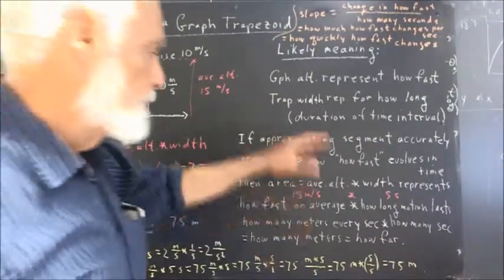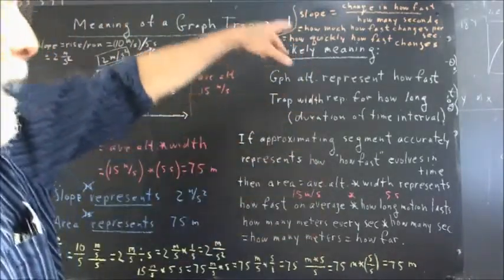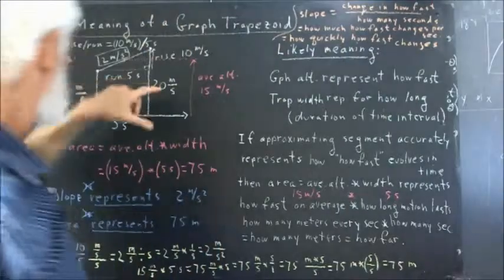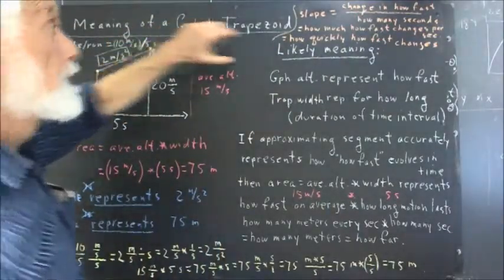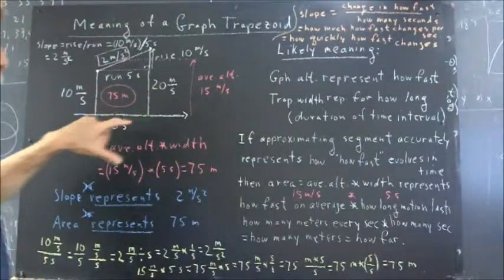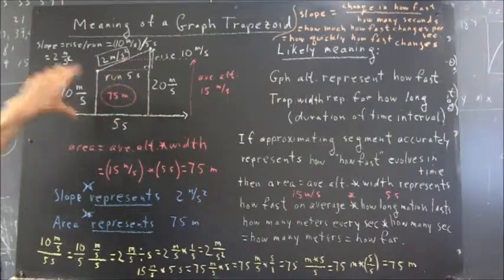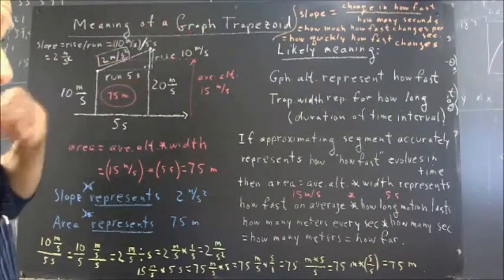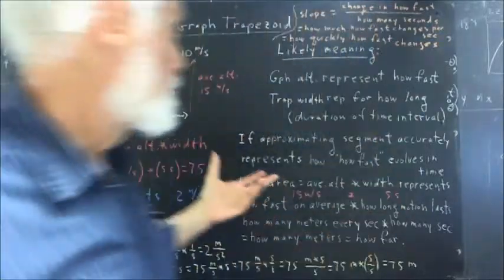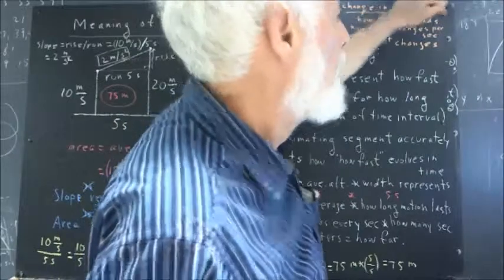Okay, I took up more space here than I intended, so I don't have an abundance of space up here, but hopefully this is legible. The slope is what? Well, it's the rise, which is the change in how fast the object was moving. Okay, so the object in 5 seconds, how fast it was moving changed by 10 meters per second. And we divide that by how many seconds, and what do we get? We get how fast changes per second.